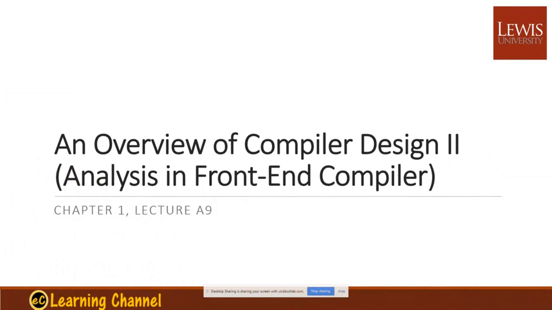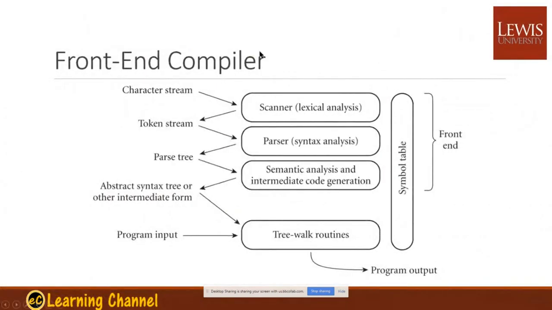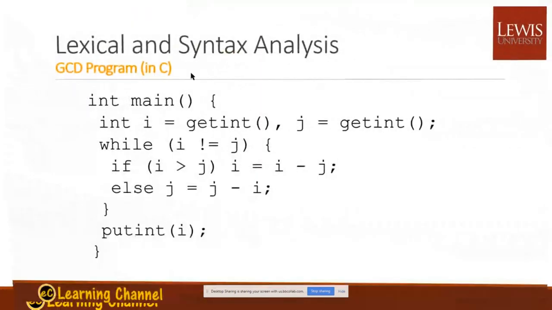So now we are on the overview of front-end compiler design. The previous 3 stages, we call the front-end. That's the scanner, parser, and semantic analysis. And we only cover these in this course. The back-end is machine dependent, and we don't have enough time to cover all of it. So these first 4 chapters are dedicated to the front-end of the compiler.